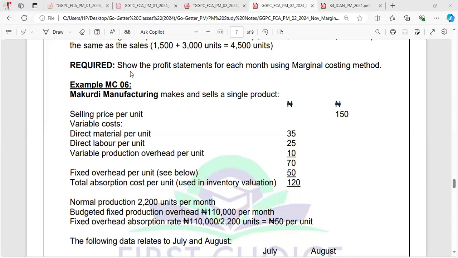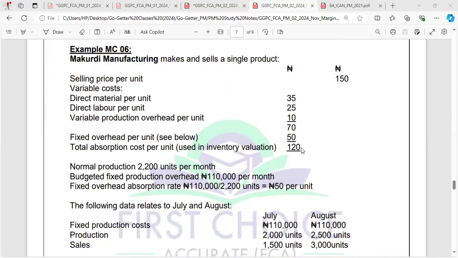All right, so in this question here, this 120 will be used for valuation. Normal production units for the month is 2,200 for every month. Now, it is based on this 2,200 that we got this 50. Budgeted fixed production overhead happens to be 110,000 per month, which is given to us here, divided by the 2,200 production you budgeted for the month. That is what you got, 50. Now you've gotten your fixed cost that you are using. Now it doesn't matter how many units you eventually produced.